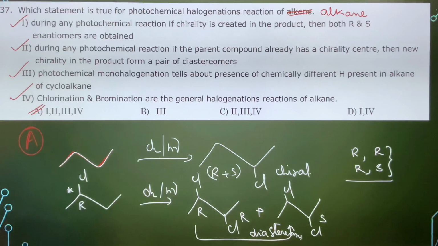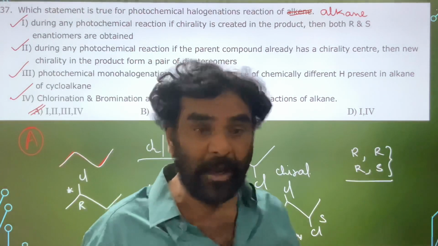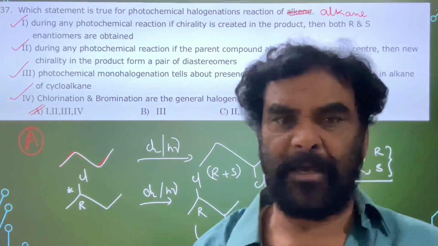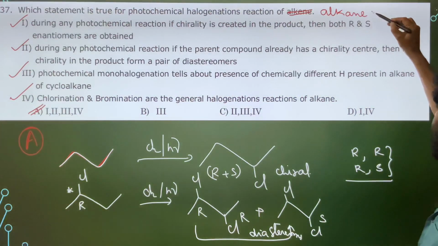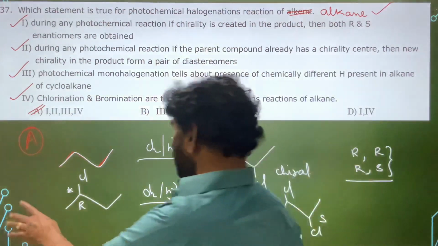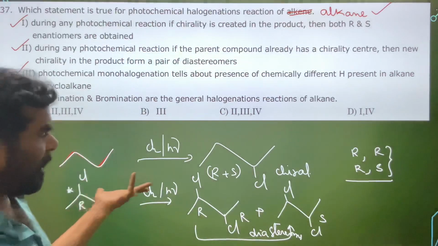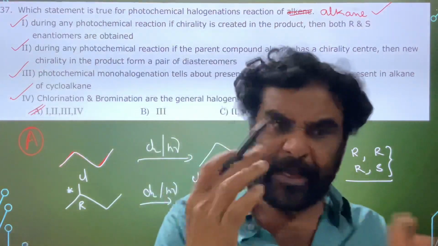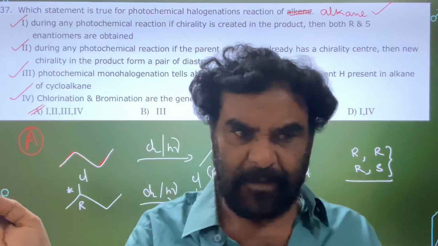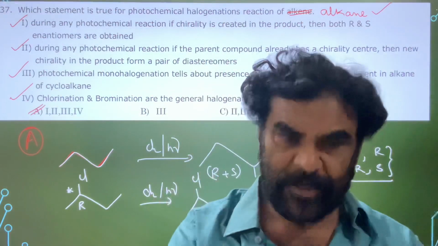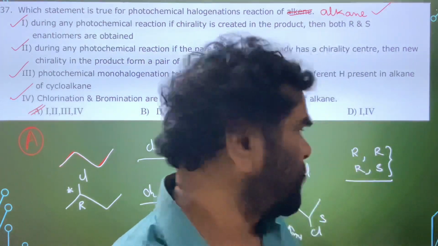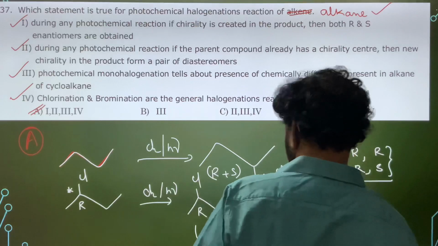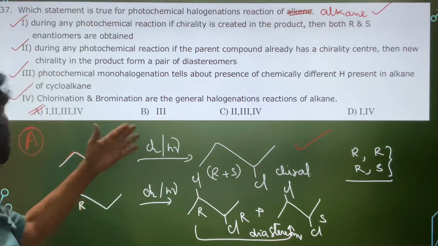This is another statement. Which statement is true for the photochemical halogenation reaction of the alkane? It is not the alkene, it is alkane, wrongly printed. See, during the reaction, if a chiral center is created, exclusively R or exclusively S is not possible. Always a racemic mixture is formed. R plus S are produced in equal quantities. Therefore, this is the correct statement.